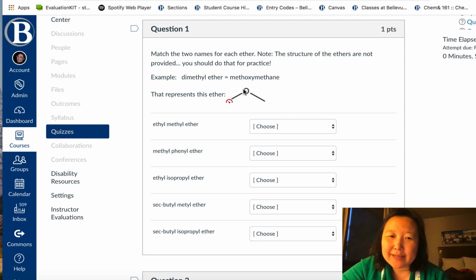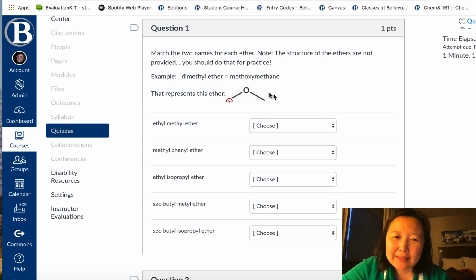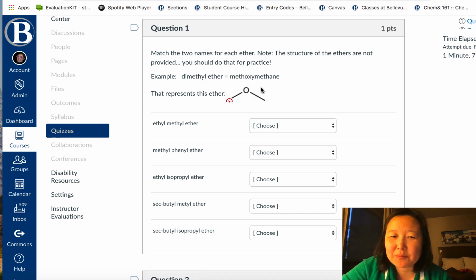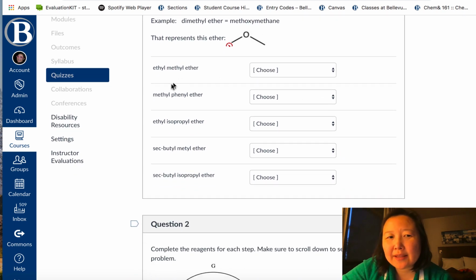The other method is to take your longest chain and call that an alkane. So I have methane, and then name this as a methoxy group off the methane. So if this is my methane, this is my methoxy group off of it. Okay, so hopefully you guys got the point of that.